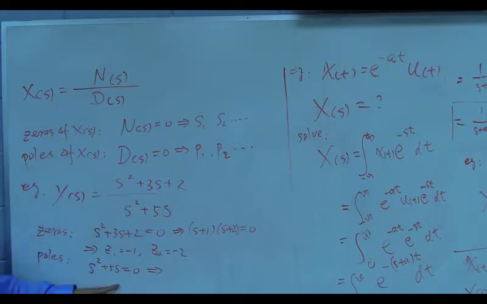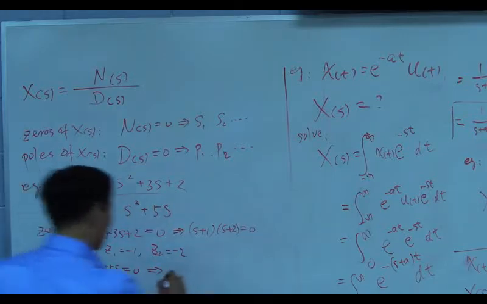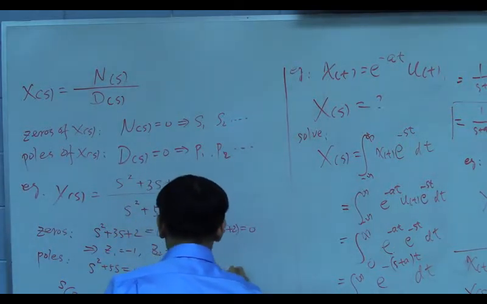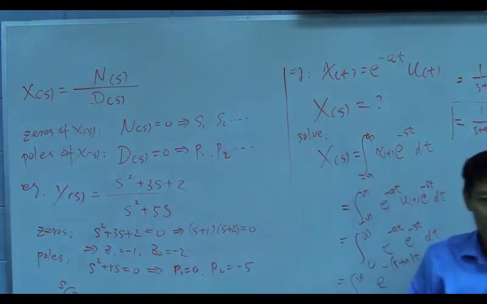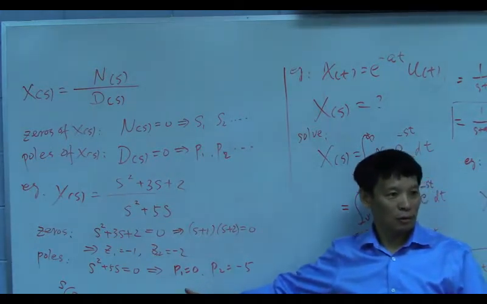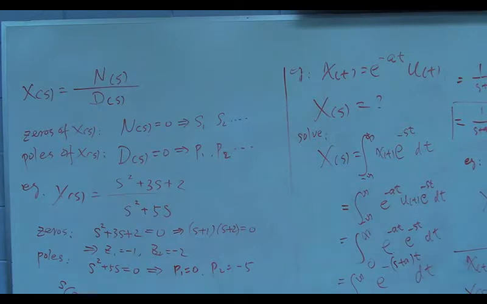What are the solutions for this? Again, you factorize this. s squared plus 5s equals s times s plus 5, right? Make this one equal to 0. So s equals 0, s equals -5. Right? So we get P1 equal to 0 and P2 equal to -5. Again, we have 2 poles. One is at 0, another one is at -5.